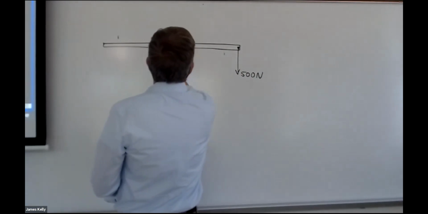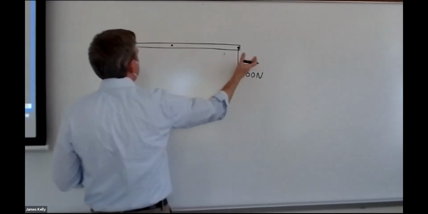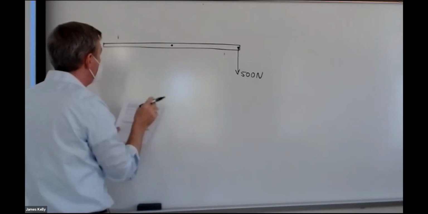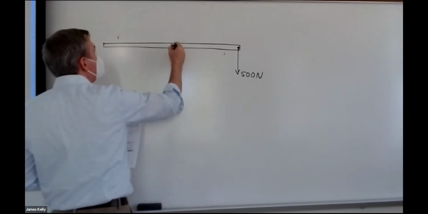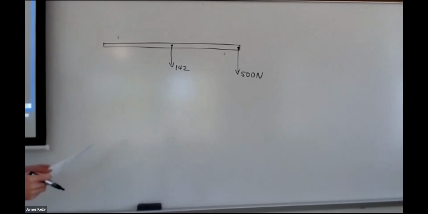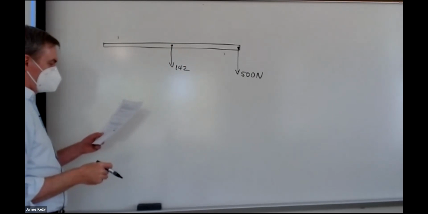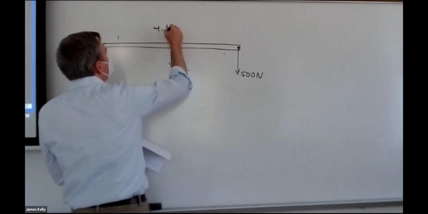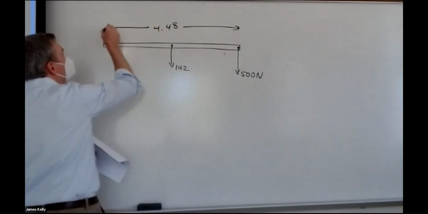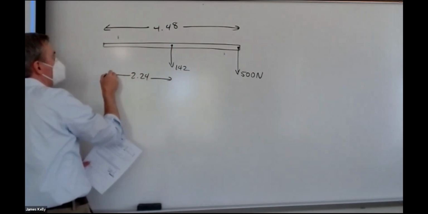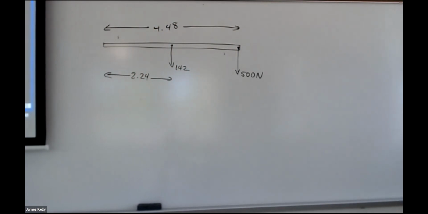At the very center of the board, we're going to pretend that all the mass of the board, for the purposes of calculating torques, is concentrated there, right? And so that's 142 newtons going down there. Gravity always pulls down. And what are we told about that? We are told the board is 4.48 meters. So if this is 4.48 to go from there to there, that means this is 2.24 meters from there to there. It's halfway across the board because it's a uniform board.